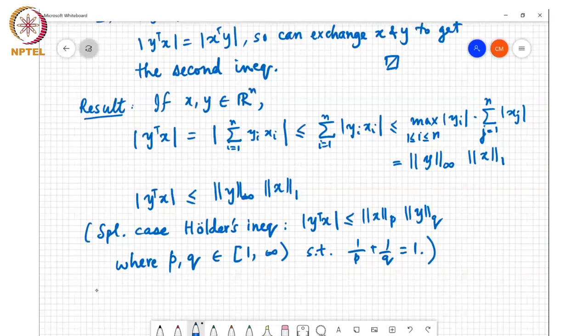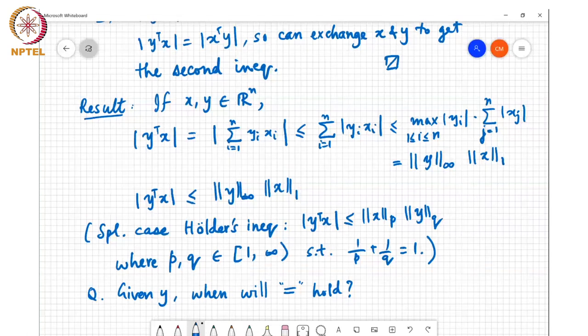So the question I can now ask is, if I'm given y, when will equality hold here? Or for what x will equality hold? For that you have to examine where we used these inequalities and ask when they hold with equality. When you take the modulus inside, this will hold with equality if each of these terms is already non-negative, so there are no cancellations happening across the terms, and taking the mod inside doesn't change the value, so the two will be equal. So this should be non-negative. And then when will this not affect it?